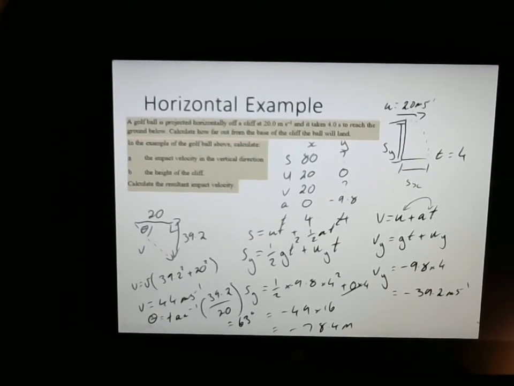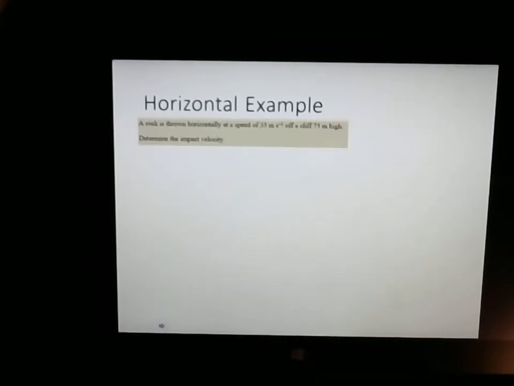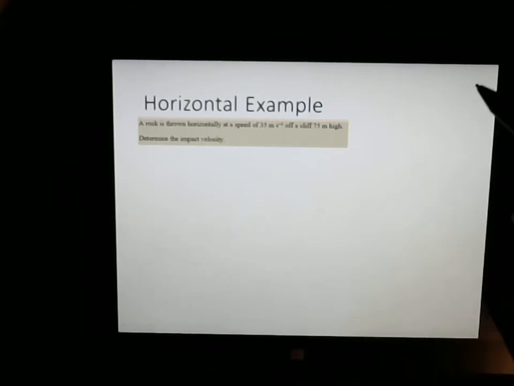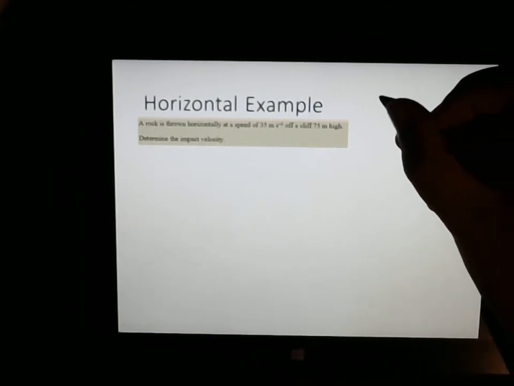Okay. Let's have a look at the next one. And the next one seems really much simpler. A rock thrown horizontally at a speed of 35 meters per second off a cliff 75 meters high. Determine the impact velocity. Well, that's just asking for the same last thing we just did a second ago. So let's have a look.